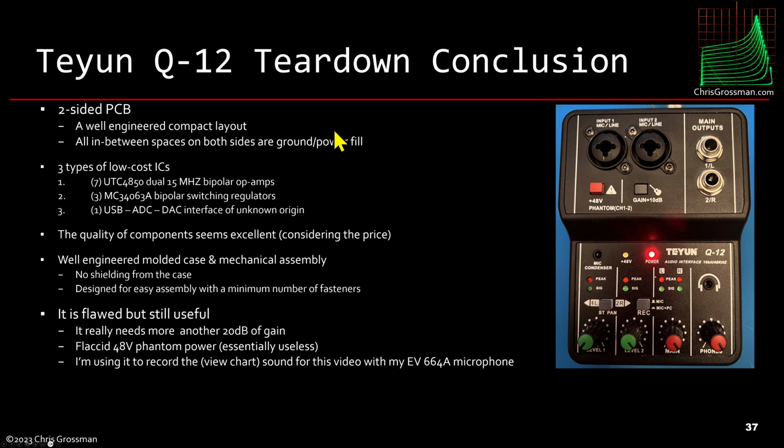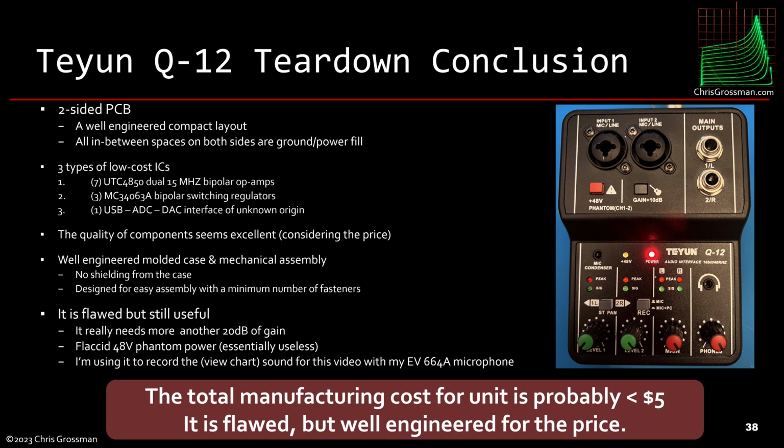I'm using it to record the video for the view chart portion of this video with my Electro Voice 664A microphone. Anyway, I'm guessing the total manufacturing cost for this unit is probably under $5. It would have to be for them to be able to sell it for the $15, $16 price with shipping. It's a flawed design, but a very well-engineered unit considering the price they're selling it for. It's a very interesting piece of engineering. And it is a useful tool.